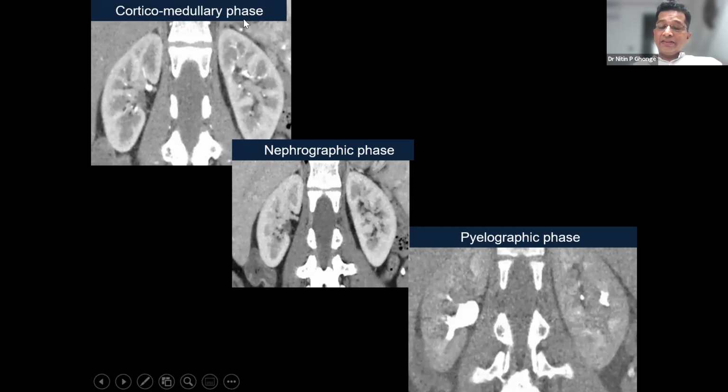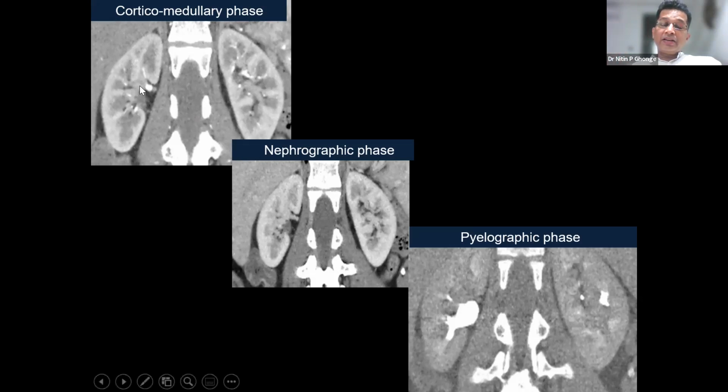The same pattern: after the contrast is injected, the contrast follows a particular path, and accordingly we can divide it into different phases in IVP as well as in CT urography. In IVP, you usually have two phases because of the resolution difference: the nephrographic phase, and when the contrast comes into the pelvicalyceal system, the pyelographic phase.